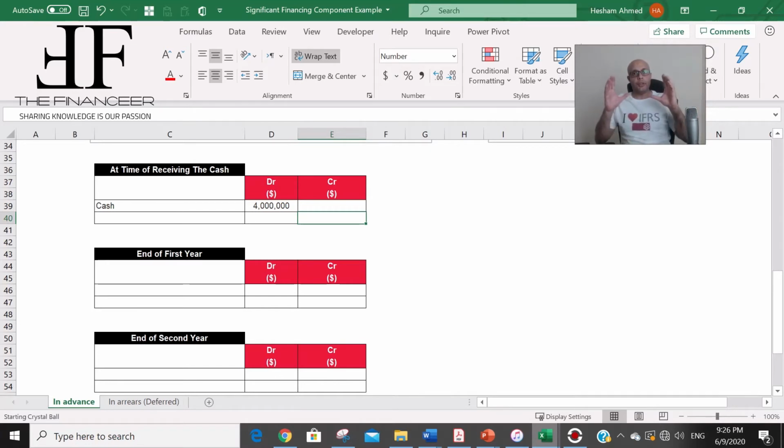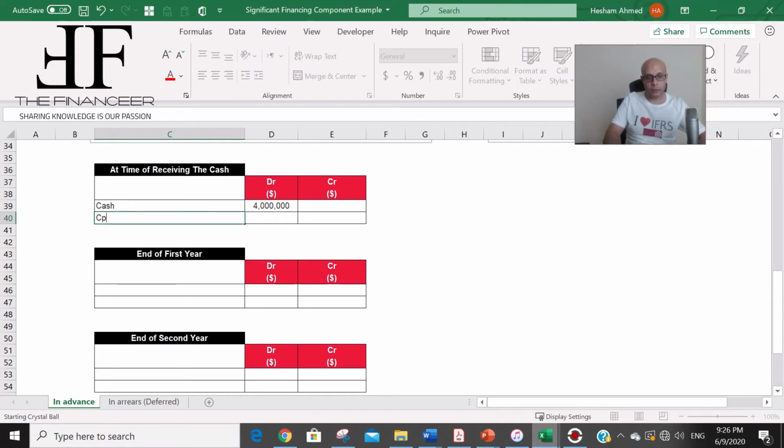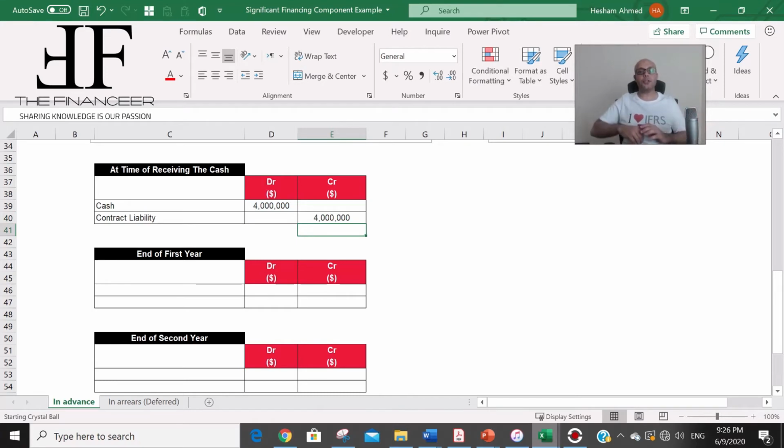Okay, clear? Now the company is going to deliver after 2 years. And the company received the cash today, so this cash will be considered as a liability. So the company should recognize a contract liability by the same value, which is $4 million. So now the company received the cash and didn't deliver the product yet. So the company is going to consider this $4 million as a contract liability.